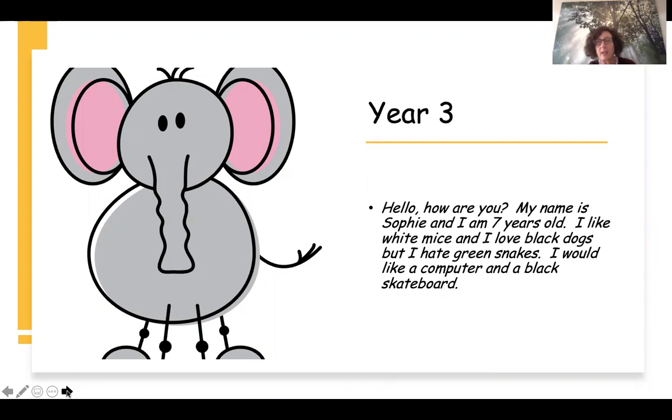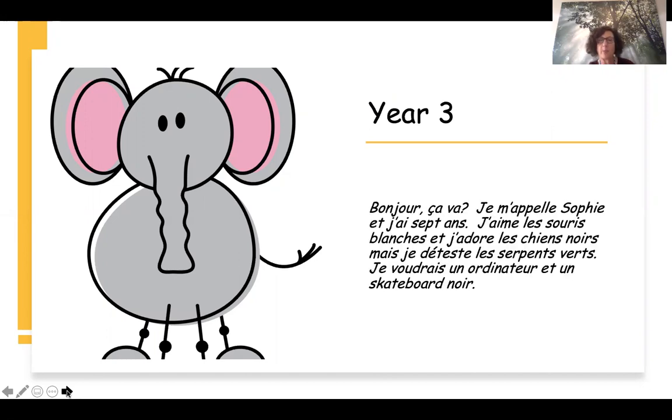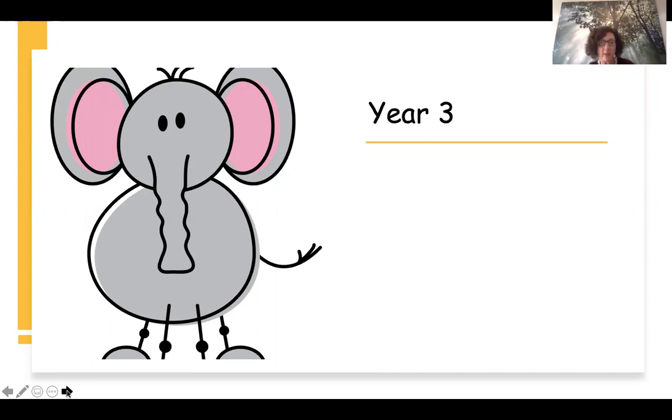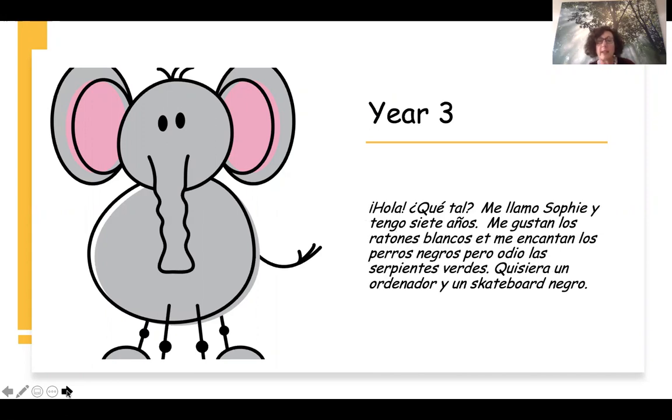So you can see a greeting, asking how somebody is, giving their name and their age, describing pets with colours, and also saying what they like, they dislike, as well as what they would like. So that gives you an indication of where they would be. That would be an example in French of exactly the same text. And that would be the example in Spanish.